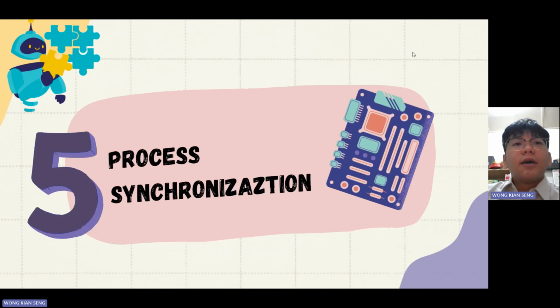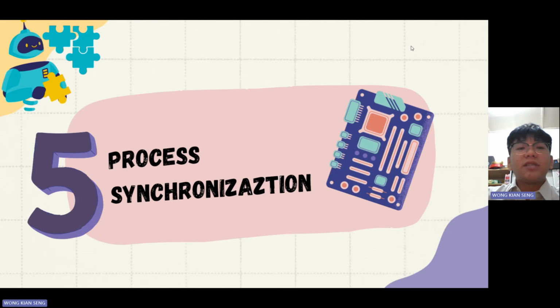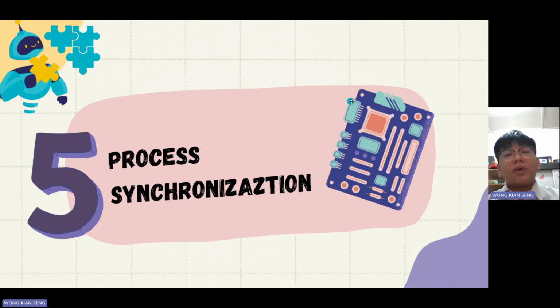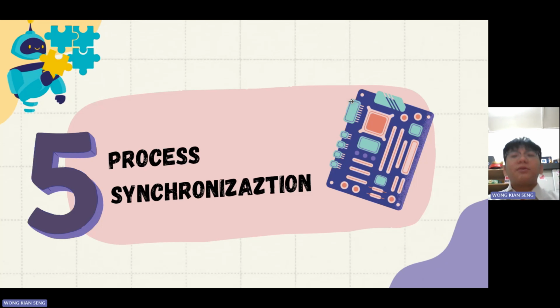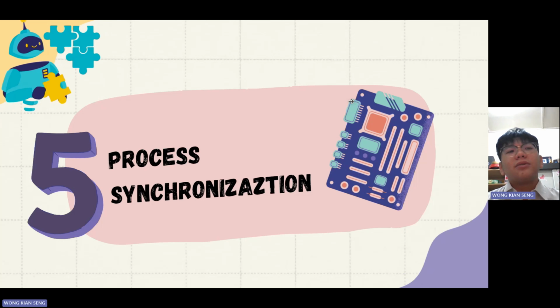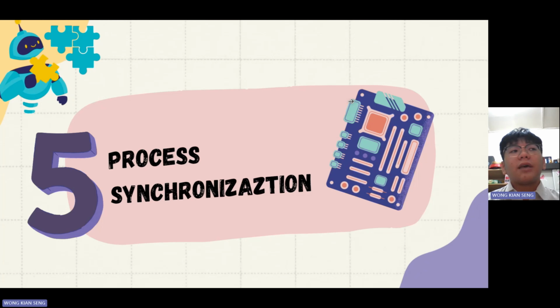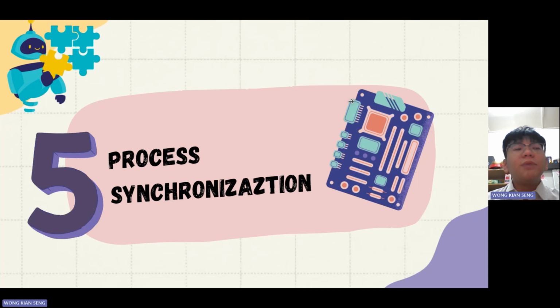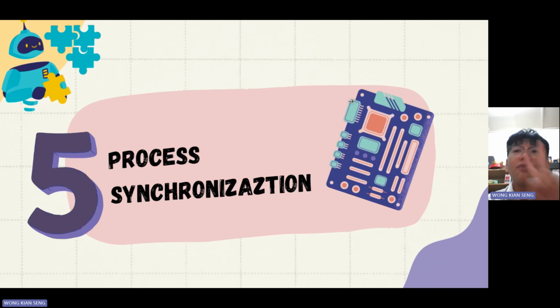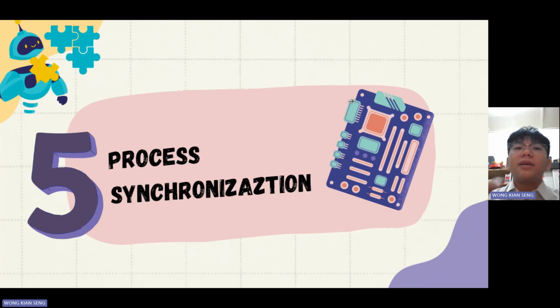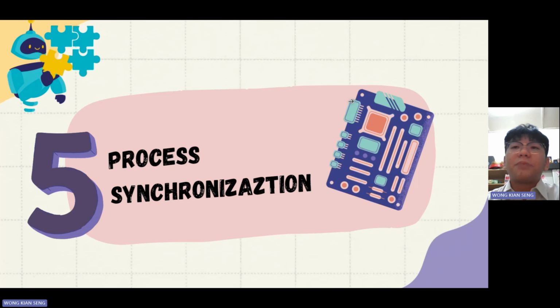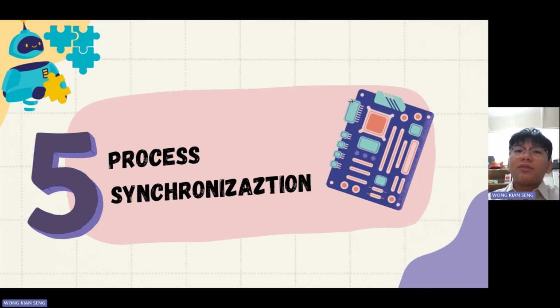Okay, next slide. Right now we are going to talk about process synchronization, or you can just think of it like this. For example, a printer, right? A printer can be controlled by a phone. Maybe at the same time, there are two phones controlling a computer at the same time. So this comes to a synchronization, right?